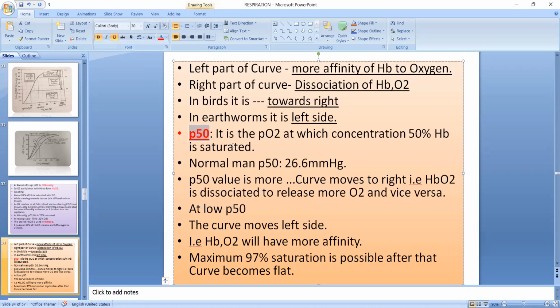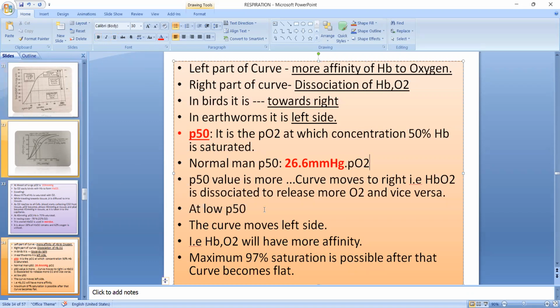P50. So P50 means half saturation. Simple ga cheppalante, half saturation partial pressure of oxygen. Okay, so ఇందాక నేను చెప్పినటువంటి 26.6 mmHg దగ్గర 50% Hb is saturated. So that this partial pressure 26.6 mmHg ని మనం P50 అని అంటాం. ఓకే, సో నార్మల్ మ్యాన్ కి 26.6 ఉంటుంది. అంటే at which partial pressure of oxygen the 50% hemoglobin is saturated, that partial pressure is called P50.